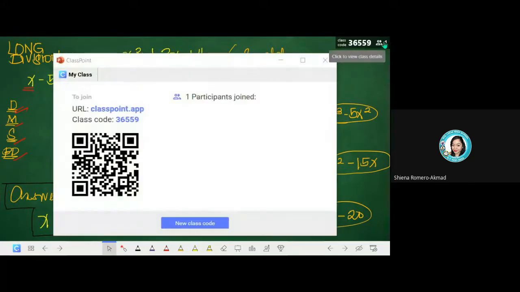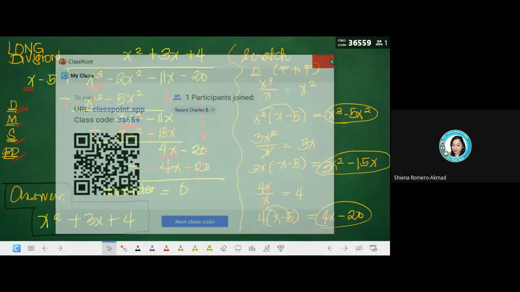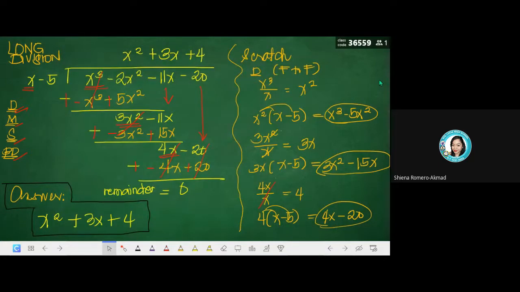Sino itong nag-join? Naku nga, akala ko may nag-join. Meron pala. Si Tesoro. Andiyan ba si Tesoro? Nag-join siya.